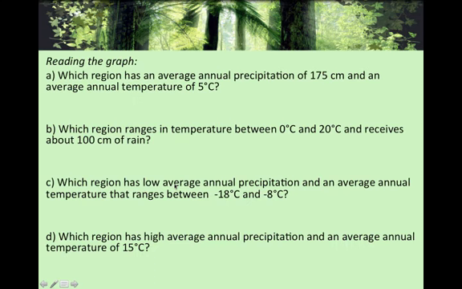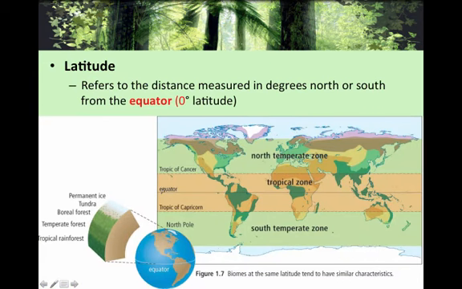So what I've done is I've just included a few questions, A through D, and I'd like you to use that graph in order to answer each of these questions. So pause the video, use that graph, and determine your answers for A through D, and then come back when you are finished. So hopefully you got those questions A through D correct.